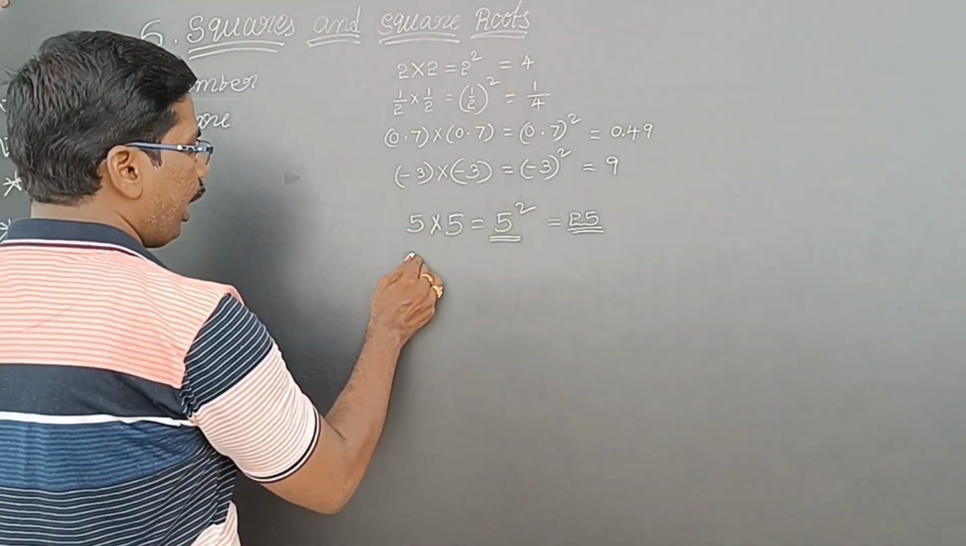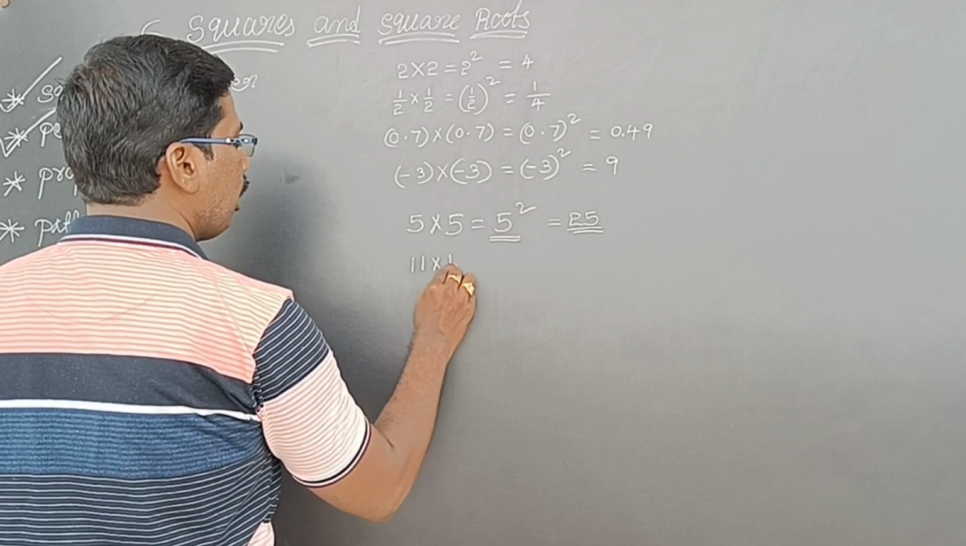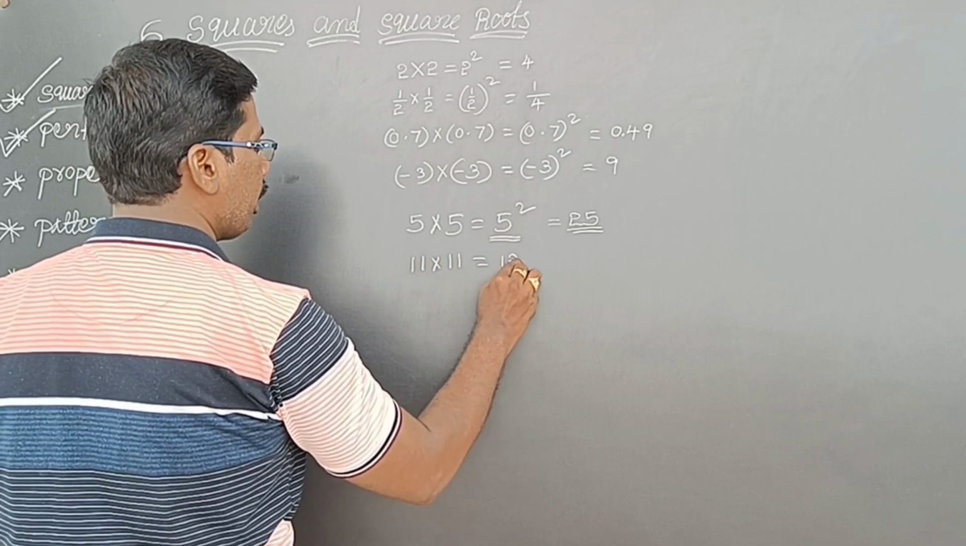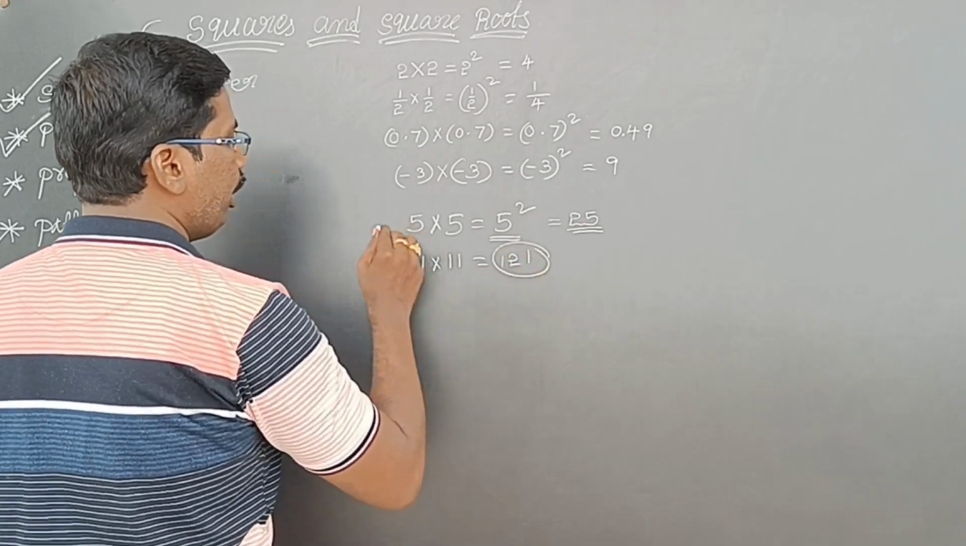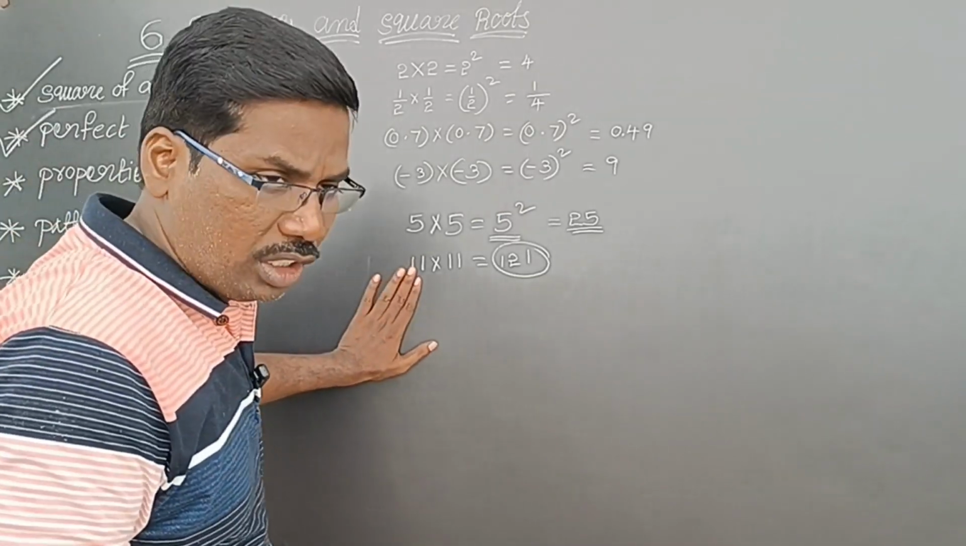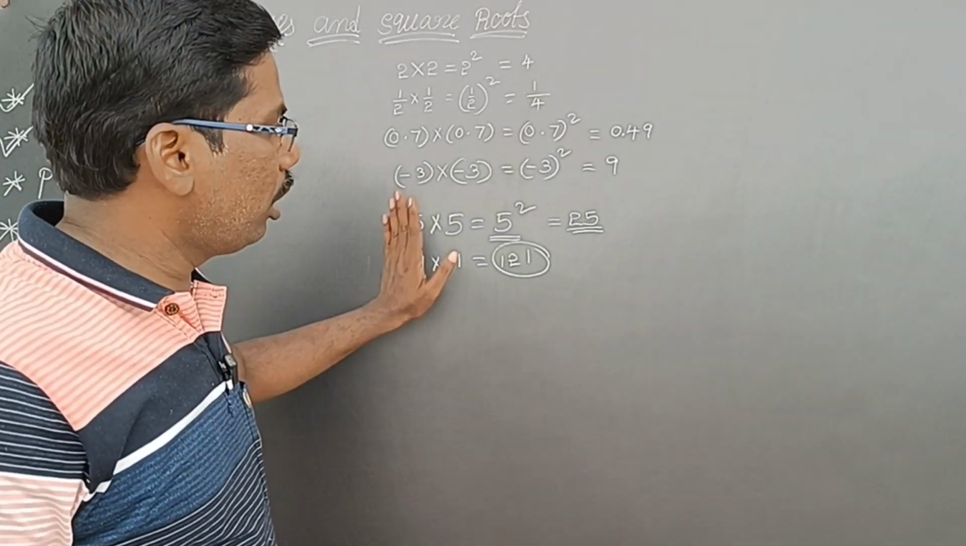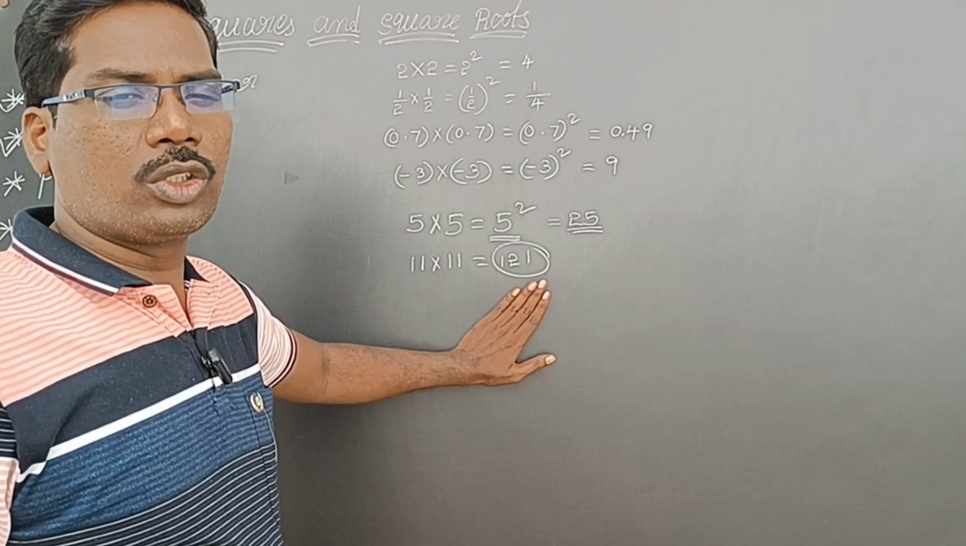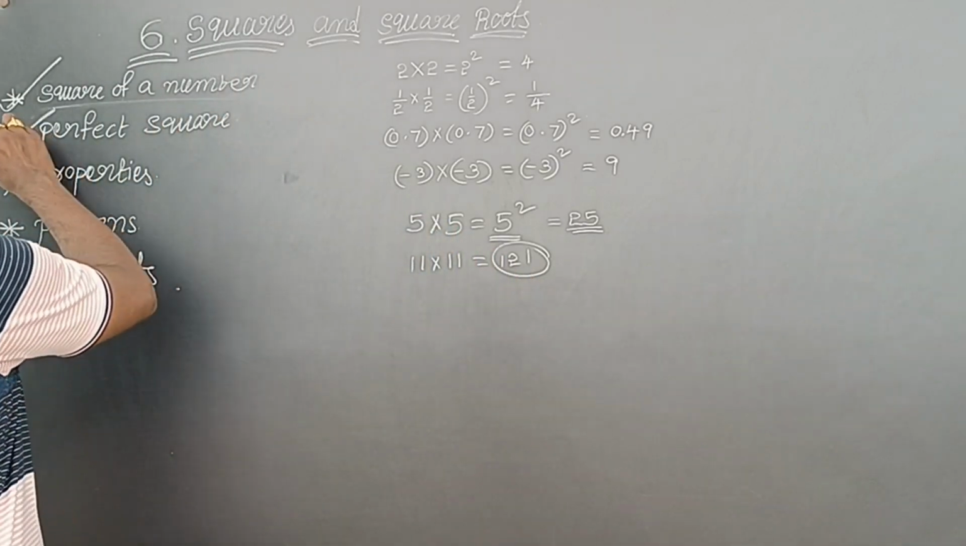Like that, if you take any natural number and multiply it with itself, what you get is called the perfect square of the given natural number. Here the number you take is a natural number, and the answer you get is also a natural number. Those are the perfect squares.